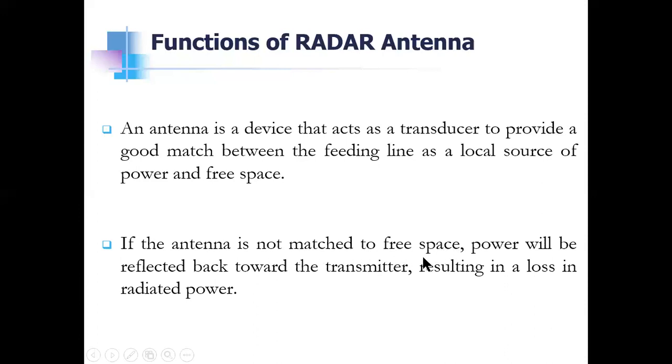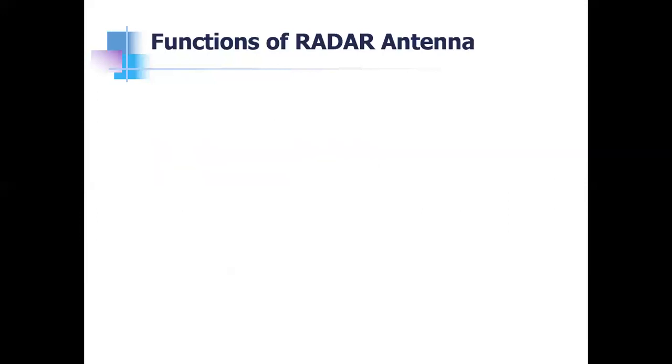If that is not the case, then the power would be reflected back towards the transmitter. Transmitter in the sense the radar itself, because in the radar, transmitter and receiver are combined, right? Because we have a duplexer. So if proper matching is not done, there would be reflection, as we all know, right? And this would result in a loss in the radiated power. So matching is required between the antenna and the free space.